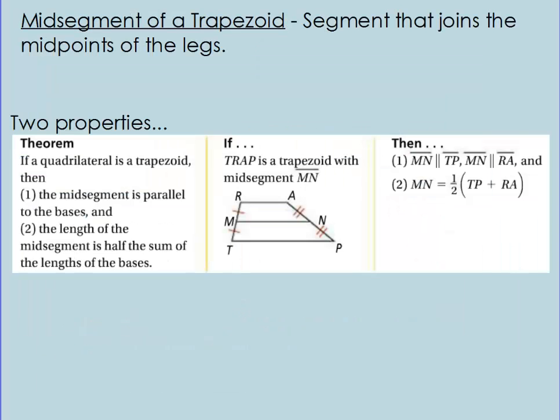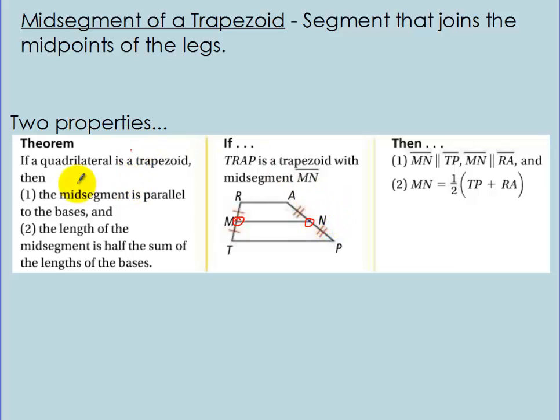Alright, we got a few more vocabularies. We got the mid-segment of a trapezoid is the segment that joins the midpoints of the legs. So the sides right here, the midpoints would be M and N right here, and it's just a line between that. We did mid-segments before in last chapter for the triangles.